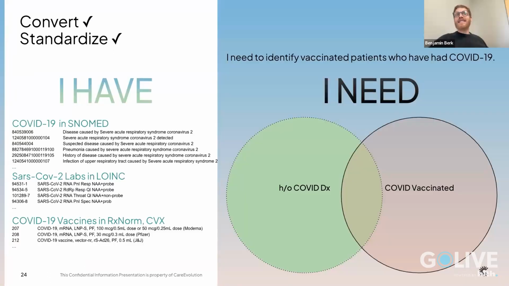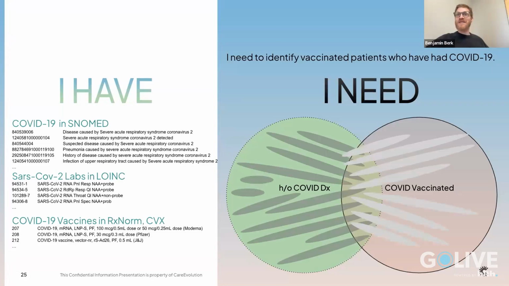So let's say we now have converted and standardized our data. Do we now have what we need to answer our clinical question? Well, kind of, because we're almost there, we're very close, but what we actually have is a list of reference codes now, right? And so there is no one code for confirmed COVID-19 diagnosis in SNOMED, there's many codes.